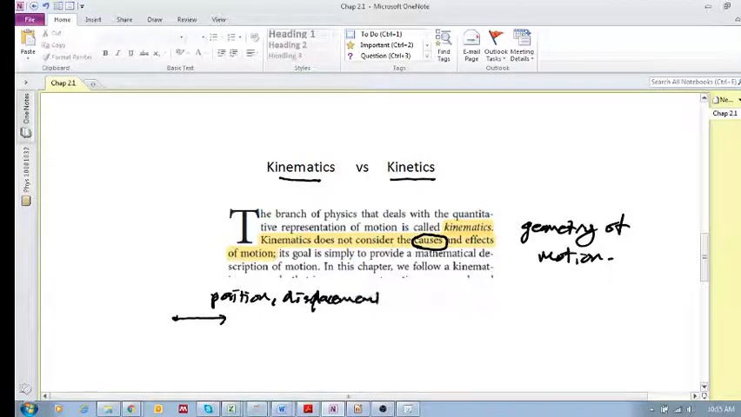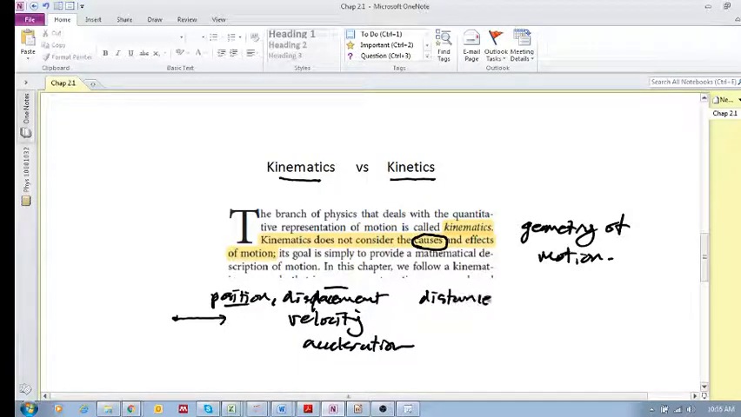For example, kinematics only considers velocity or acceleration. So as you can see, these quantities, position, displacement, velocity, acceleration, and similar things like distance, do not describe what is causing that motion. It simply describes the motion.